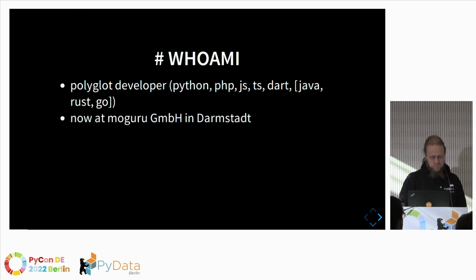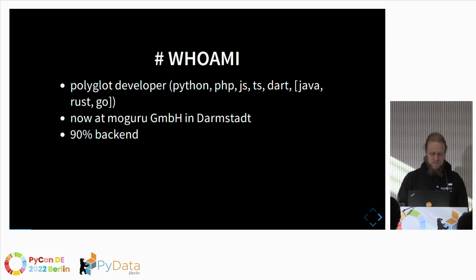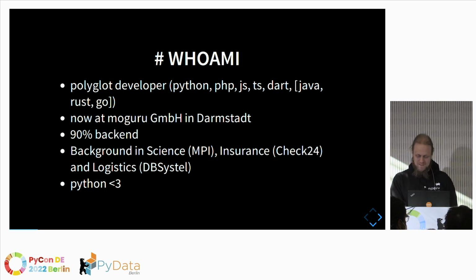At the moment, I'm working at Moguru as an external consultant for the DB System. I'm like 90% backend, so you won't find any front-end code today. I can't tell you much about it. I guess most of you might know more about front-end, even if you don't do it full-time. I have a background in science, insurance and logistics. Right now I'm at DB System as an external contractor, and before at Check24 on back-end services, and at the Max Planck Institute before that. And of course, I love Python because it's awesome. You all know that.